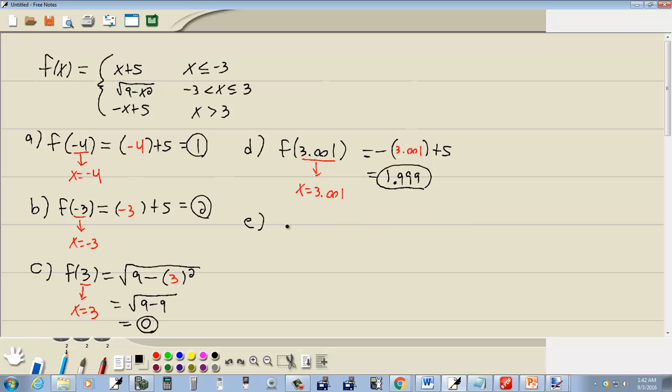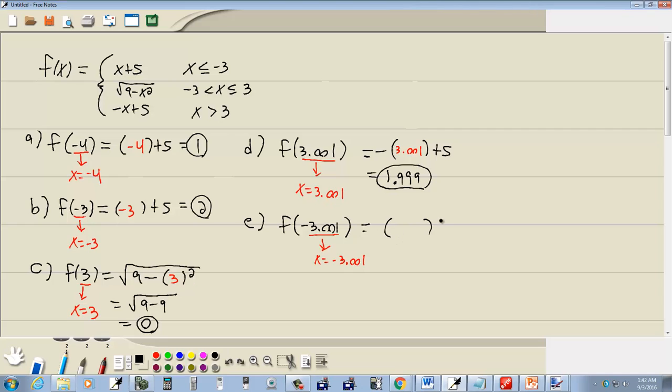Now E. We've got f of negative 3.001. And again, whatever's inside of our parentheses is x, so they're telling us x is equal to negative 3.001. We're going to mentally plug that into our conditions. So you ask yourself if negative 3.001 is less than or equal to negative 3. And it is. It's kind of weird because as you go further to the left, like negative 4, negative 5, all of those are less than negative 3, even though they may appear like they're larger. Since it's true in this first condition, we're going to plug it into our first piece.